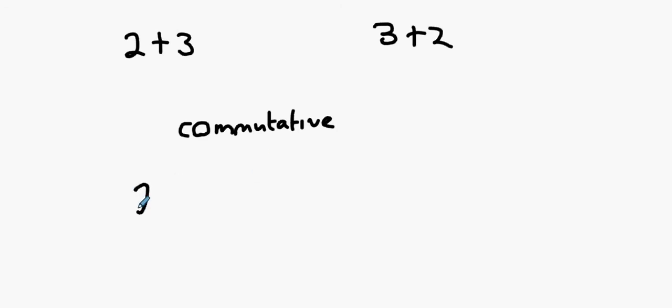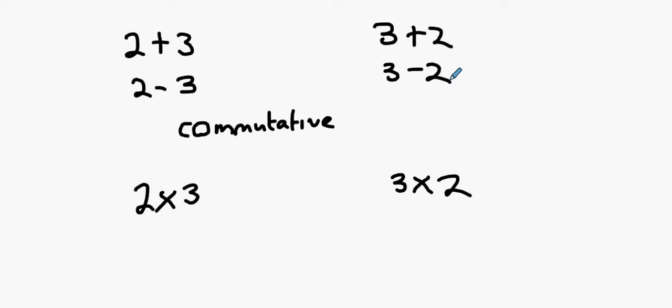Is 2 multiplied by 3 the same as 3 multiplied by 2? What we can say is that multiplication and addition are commutative. Does that make sense? Is 2 minus 3 the same as 3 minus 2? Subtraction is not commutative. Does that make sense? Next thing. Is 2 divided by 3 the same thing as 3 divided by 2?